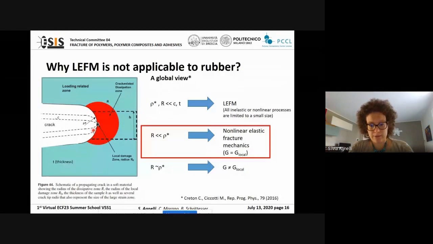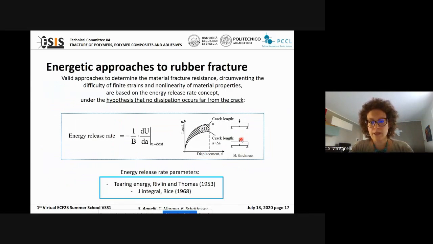If we neglect the dissipation effects, we are in this second case, and we can apply, therefore, nonlinear elastic fracture mechanics approaches. In order to determine rubber fracture resistance, historically were developed approaches based on the energy balance, which allow to circumvent the difficulty of finite strains and nonlinearity.